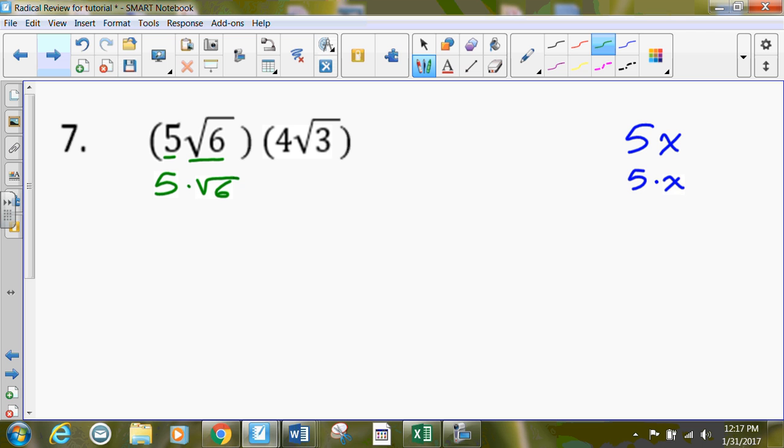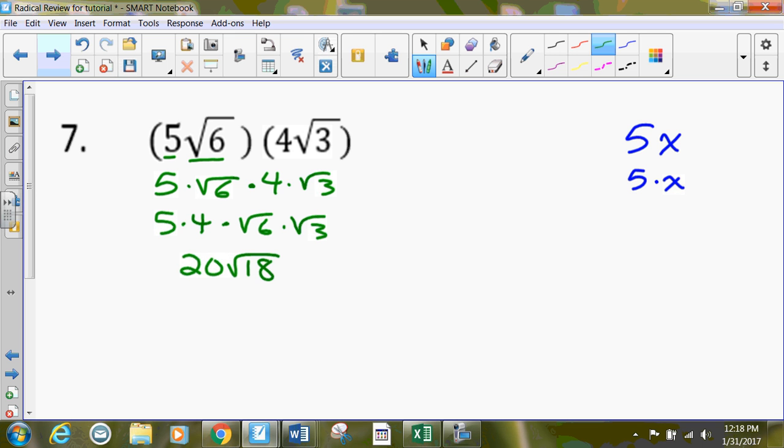The parentheses also mean times, and then we've got 4 times root 3. If you write it like this, then it makes sense to reorder it and say, we're going to multiply the whole numbers first, and then we'll multiply the radical numbers second. 5 times 4 is 20. 6 times 3 is 18, so it's 20 square root of 18. Are we done? No, we're not done.